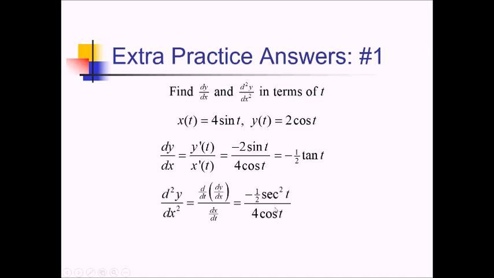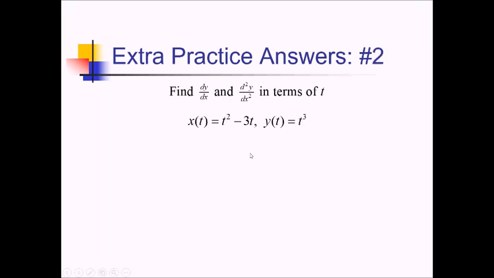And I could leave it like this, or if I wanted to simplify this a little bit, this cosine down here could come upstairs to be a secant, because secant's really 1 over cosine. So we have a secant cubed when all is said and done, and then negative 1/2 divided by 4, well, that's like multiplying by 1/4. So when the dust settles, we have negative 1 over 8 secant cubed of t.